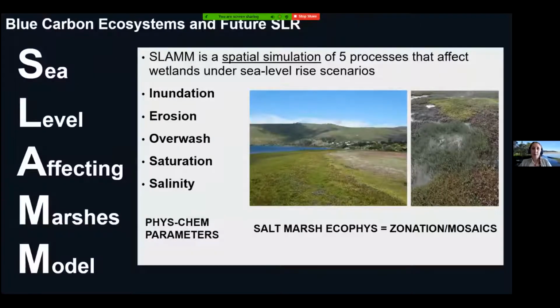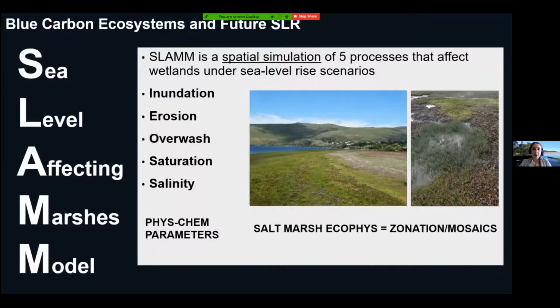So if we want to look at blue carbon ecosystems and future sea level rise, we've been using SLAM, which is the Sea Level Affecting Marshes Model. It's a spatial simulation. So what that means is that it requires a map of the area of interest and also a detailed elevation model of the area of interest. And it's GIS based. SLAM simulates inundation, erosion, overwash, saturation, and salinity, which are physical chemical parameters. And we know that these are important because that's what's structuring our salt marsh or mangrove across the tidal frame.